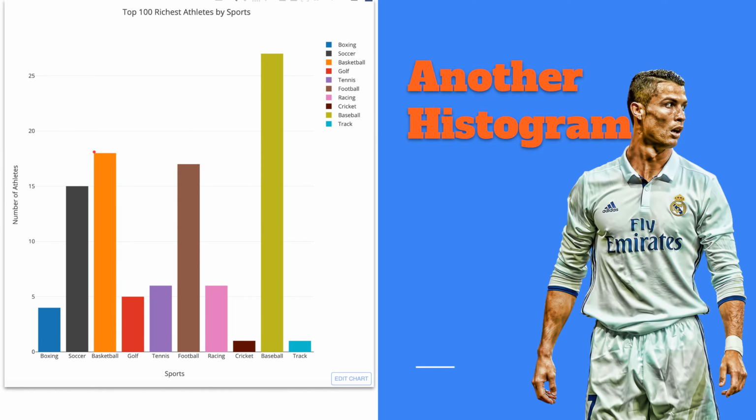So a histogram shows you the distribution, the frequency of an event. And I hope you learned a lot from this lesson.